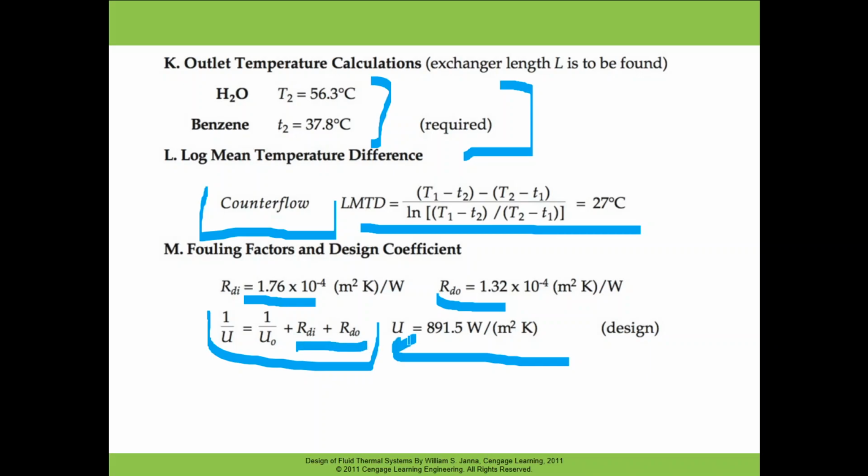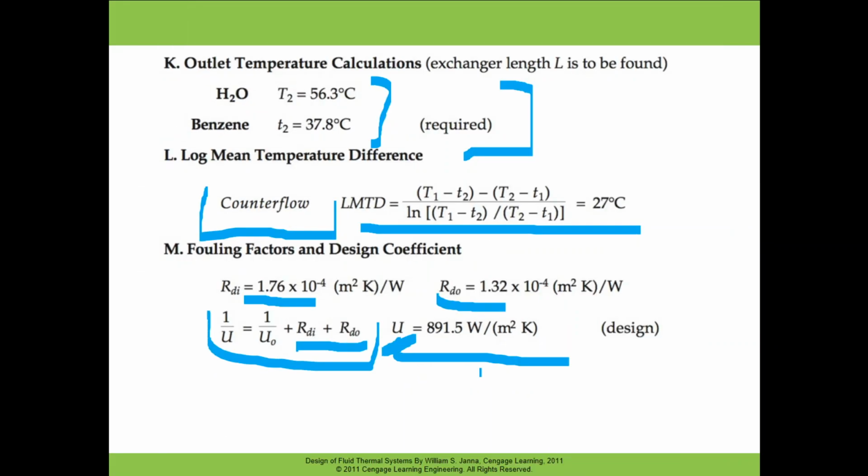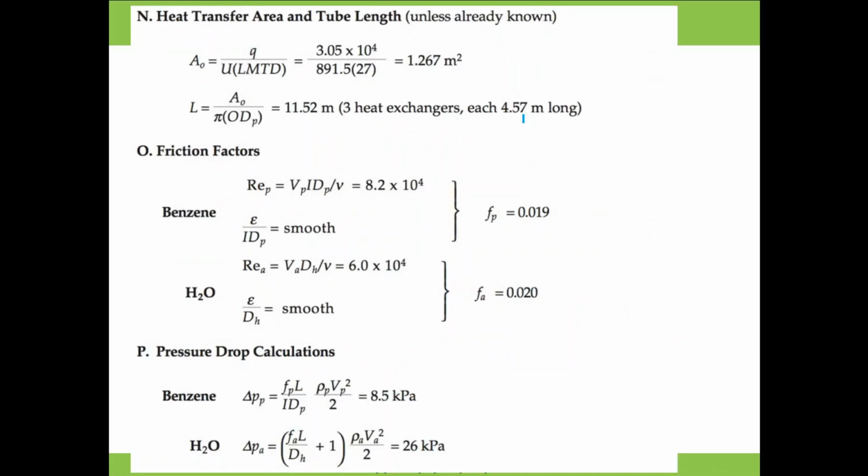So now we know the overall heat transfer coefficient, we know the rate of heat transfer here, and we know the log mean temperature difference. So when we substitute these values into this expression, we can find the area required for the heat exchanger. This is the area required for the heat exchanger, 1.267 meter square.